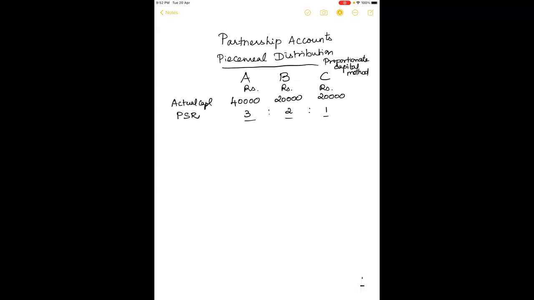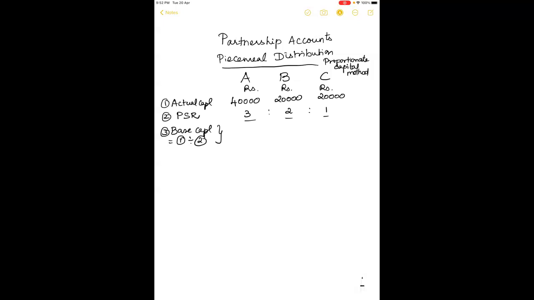Coming back to the problem, here the actual capital are 40,000, 20,000, 20,000. Profit sharing ratio is 3:2:1. For finding out the proportionate capital of all these three partners, first we have to find out a base capital. Let me name the actual capital as the first step, the ratio as the second, and this as the third. This third step, how are we getting? 1 divided by 2, that is actual capital divided by profit sharing ratio.